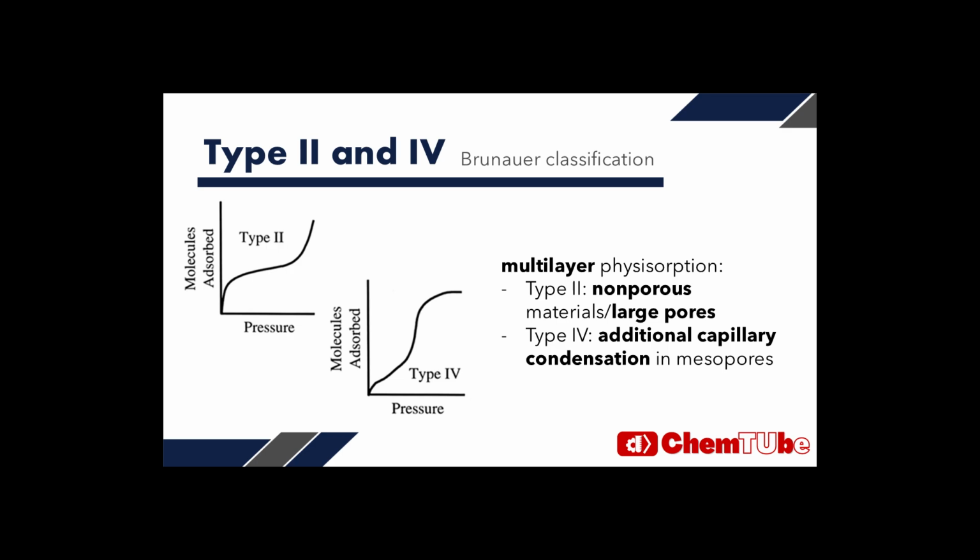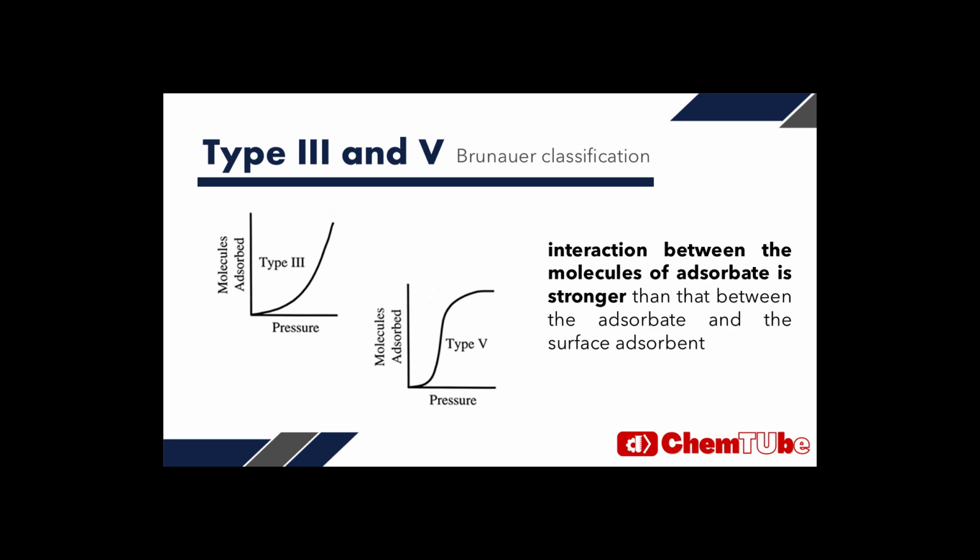Type 2 and 4. For type 2, multilayer physisorption takes place, either on non-porous materials or those that have large pores. For type 4, additionally, capillary condensation in mesopores is present. Type 3 and 5: when the interaction between the molecules of adsorbate is stronger than that between the adsorbate and the surface of the solid, so the adsorbent.